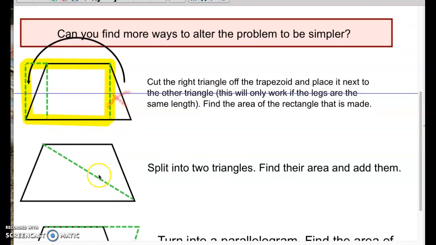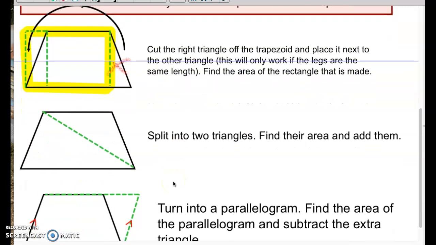We could also split this trapezoid into two triangles, since we know how to find the area of a triangle, and we know how tall this trapezoid is. The height of our trapezoid is also the height of our triangle. So we could do 1/2 times base times height for this triangle and 1/2 times base times height for this triangle as well. Find the area and add them up.